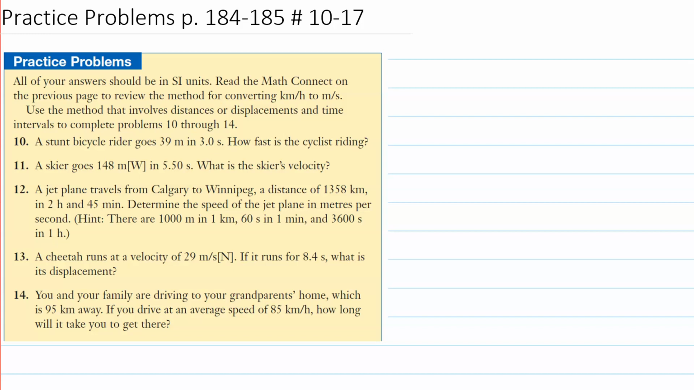Okay, these are the practice problems on 184 to 185. Some of them are pretty quick. Let's start with number 10. A stunt bicycle rider goes 39 meters in 30 seconds. How fast is the cyclist riding?